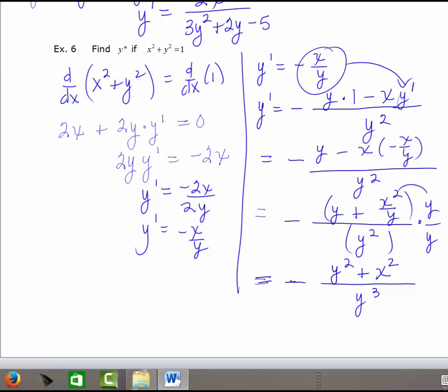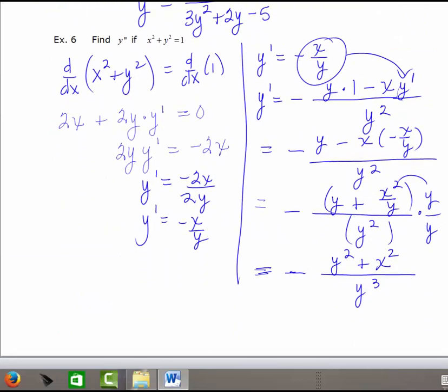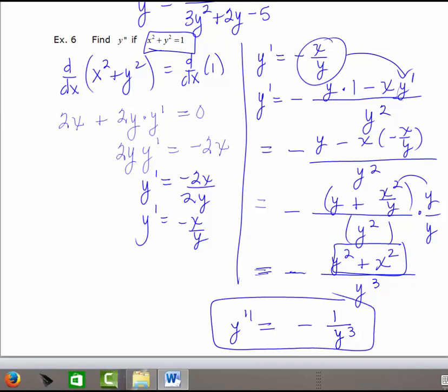And there's one more substitution we can make here, because in the very beginning of the problem, we said that x squared plus y squared was actually equal to 1. So this expression right here we can substitute in, and we get negative 1 over y cubed. That is the second derivative.